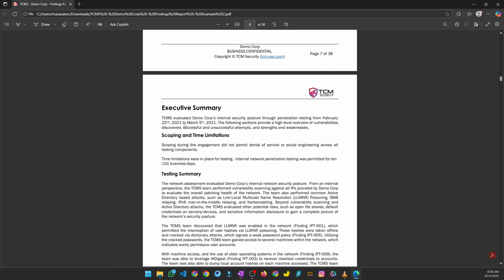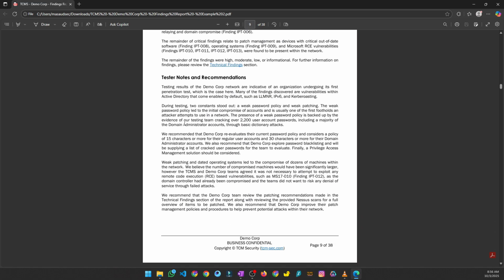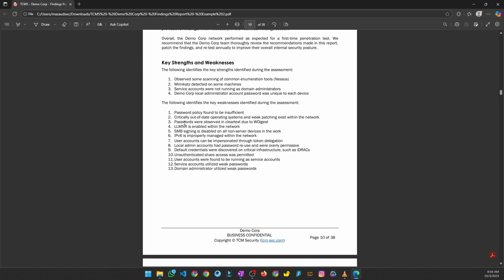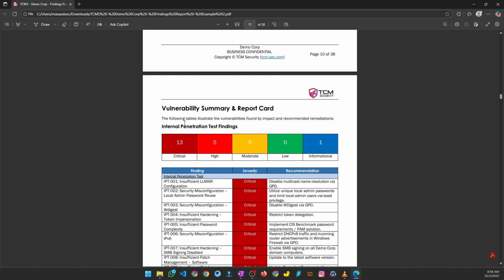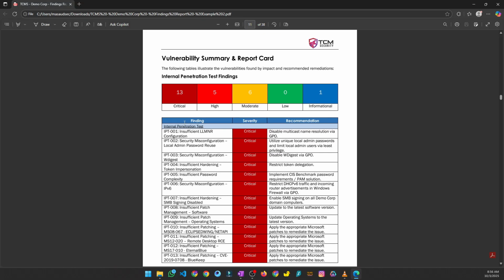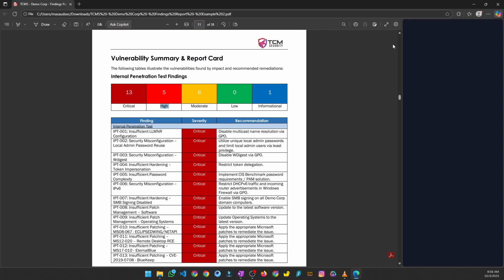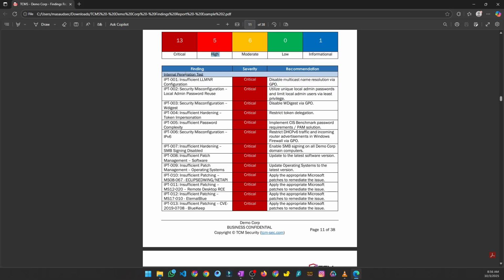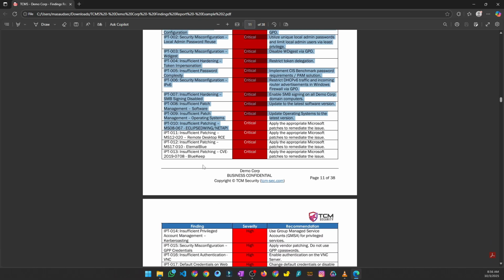Then, if you have discovered some vulnerabilities, you need to list them one by one. Let's say during our penetration testing, we discovered 13 critical vulnerabilities, 5 high level vulnerabilities, and similarly we discovered 6 moderate, which is medium level vulnerabilities, and low and the others. So you need to list all of them.